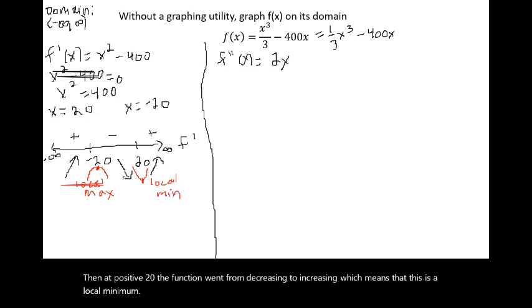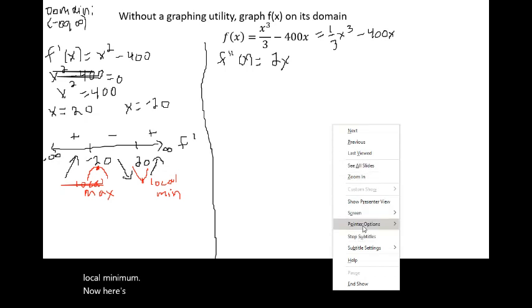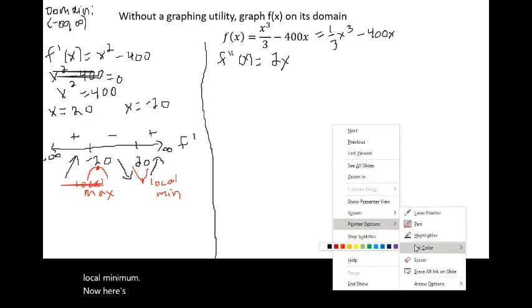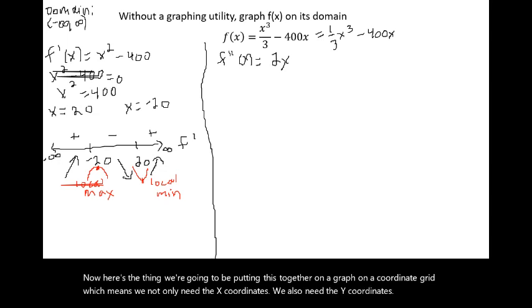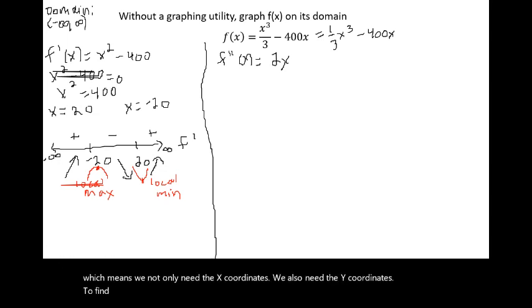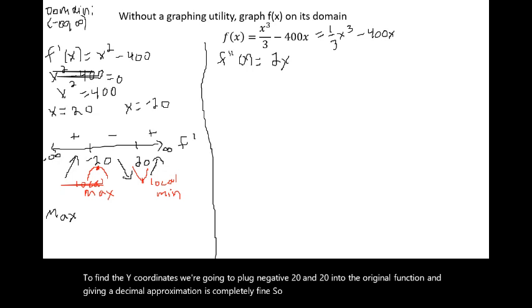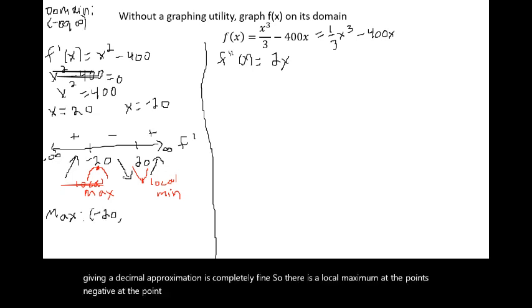Now, here's the thing. We are going to be putting this together on a graph, on a coordinate grid, which means we not only need the x-coordinates, we also need the y-coordinates. To find the y-coordinates, we're going to plug negative 20 and 20 into the original function, and giving a decimal approximation is completely fine. So there is a local maximum at the point negative 20, comma, and if you plug negative 20 into that function, you get this as its approximate y-coordinate. That's fine.